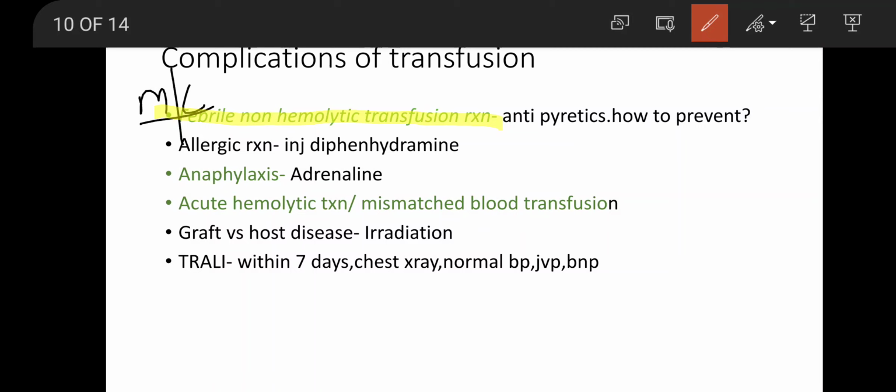Next is allergic reaction. It is because of the release of histamine. Patient is presenting with urticaria and itching, so you can give diphenhydramine injection. Then anaphylaxis is because of the release of histamine. Histamine is causing bronchospasm. Blood pressure is decreased, so you can give adrenaline. It is the physiological antagonist of histamine.